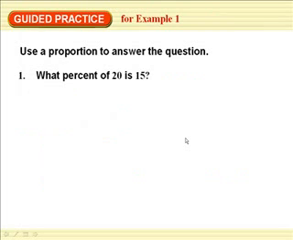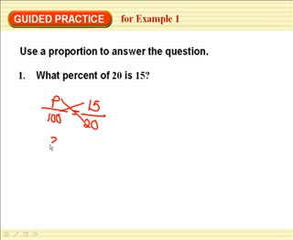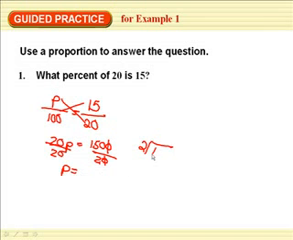What percent of 20 is 15? Again, I'm writing my percent equation. Of 20 is 15. That goes on the top. Let's do our cross products. 20p equals 1500. It's easy to multiply with the zero. Just add the zeros on. Divide by 20. Take our zeros off. 20 goes in there 7 times, that'd be 14, 75%. So 15 is 75% of 20.